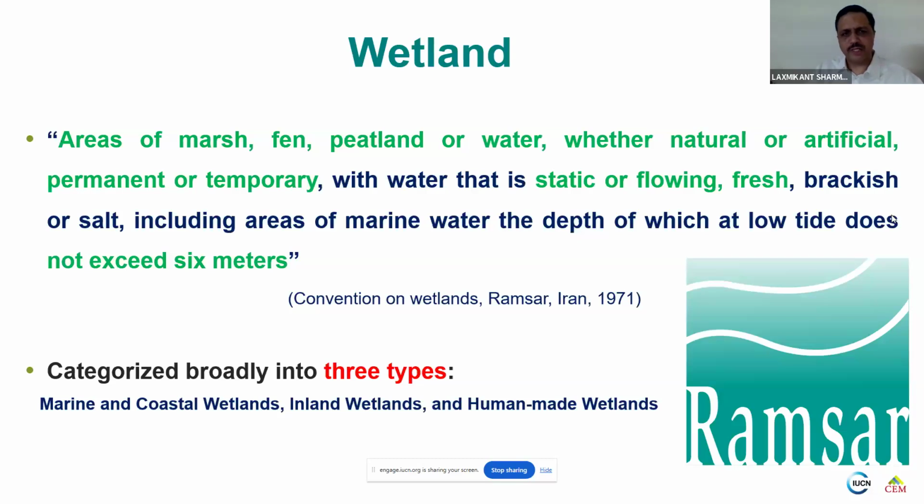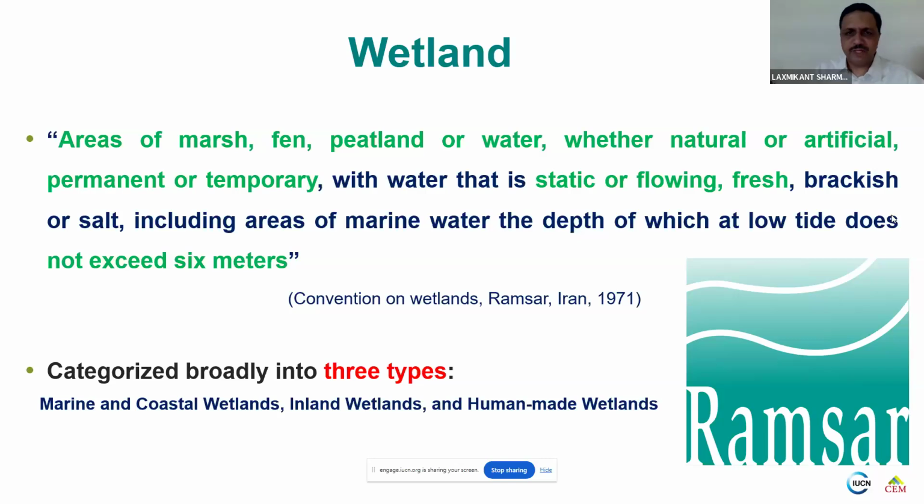At first, we should know what a wetland is. Everybody knows about wetlands and their importance. But as per the Convention on Wetlands, Ramsar 1971, wetlands are areas of marsh, fen, peatland or water, whether natural or artificial, permanent or temporary, with water that is static or flowing, fresh, brackish or salty, including areas of marine water, the depth of which at low tide does not exceed 6 meters.